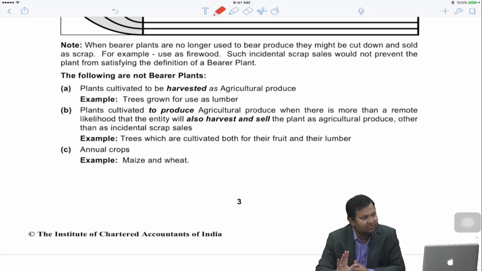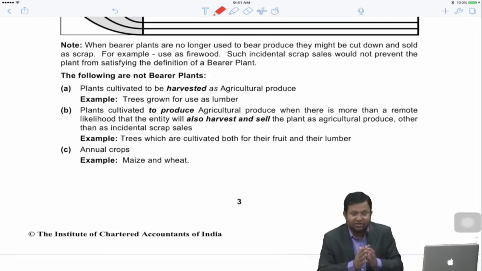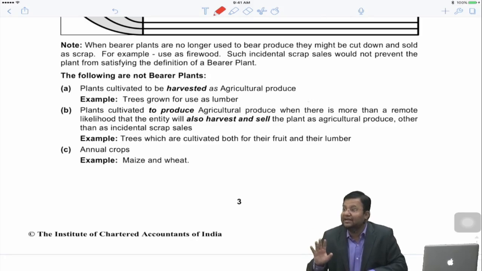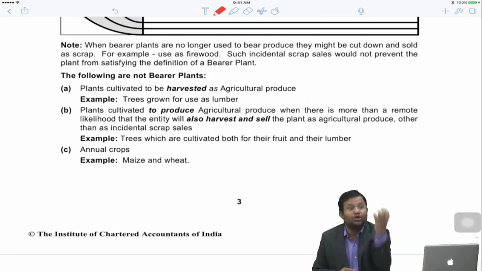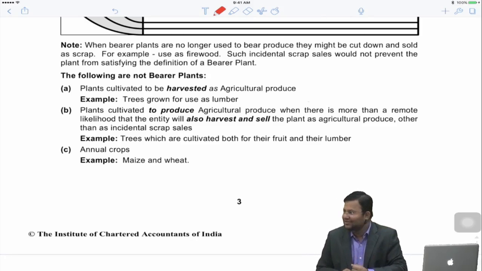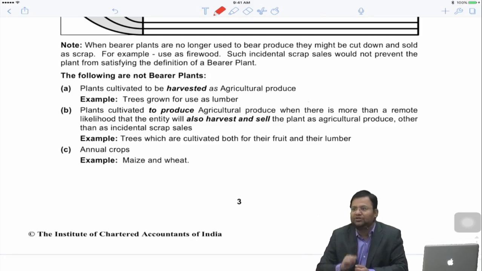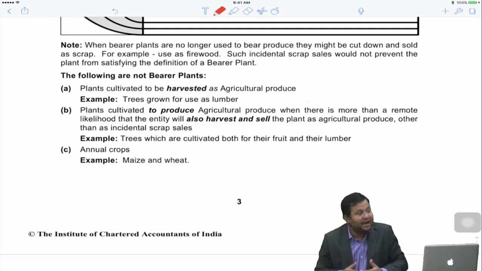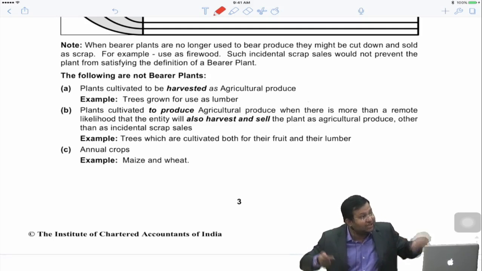Teak wood पता है? घर में फर्नीचर के लिए आता है. वो जो trees लगाते हैं, these trees are not treated as a bearer plant because they are not going to be held for producing an output. They themselves are output. Bearer plant is something which is going to produce an output.